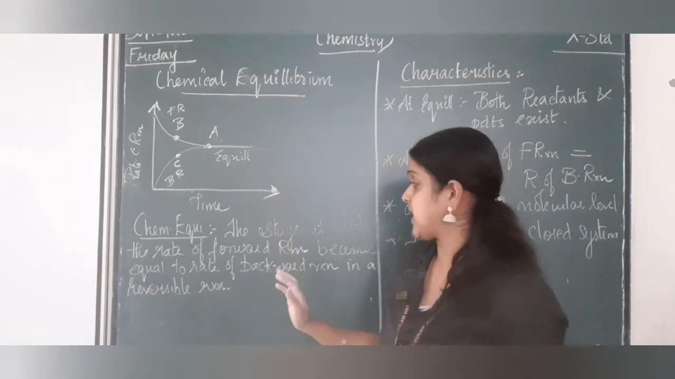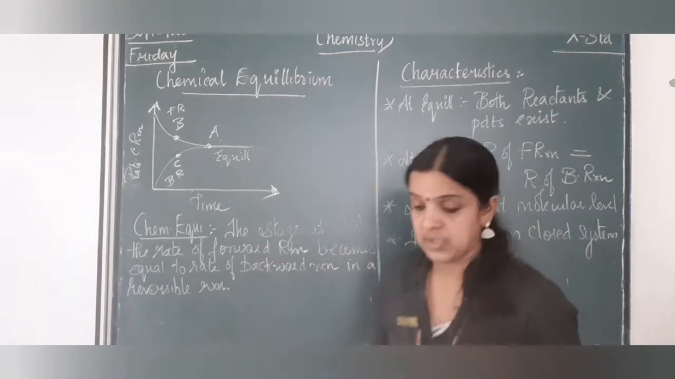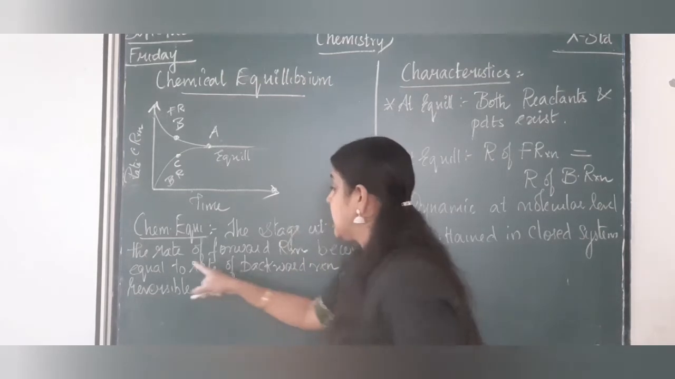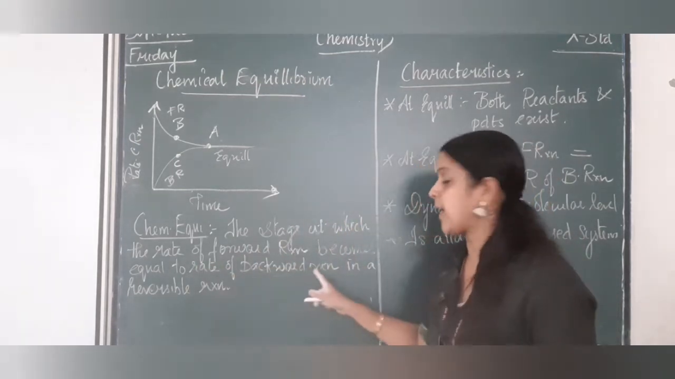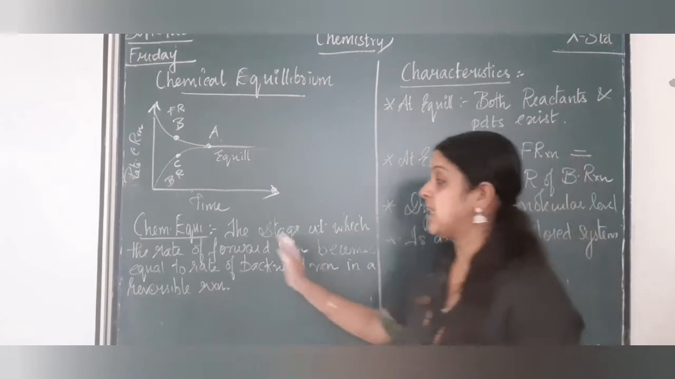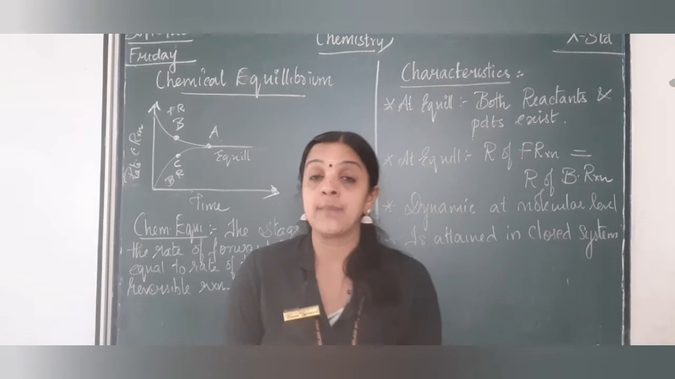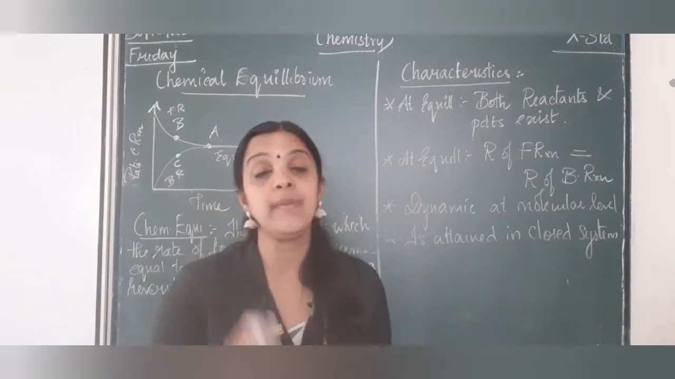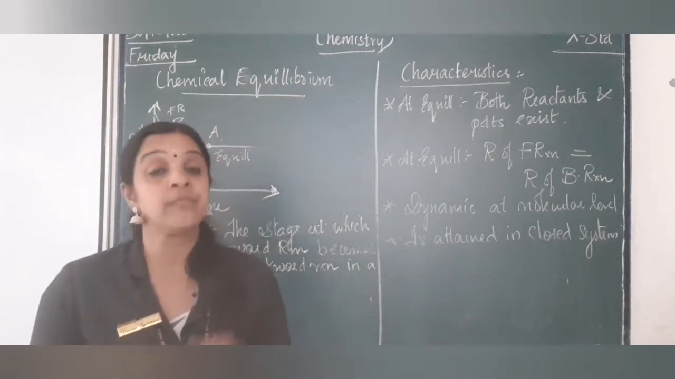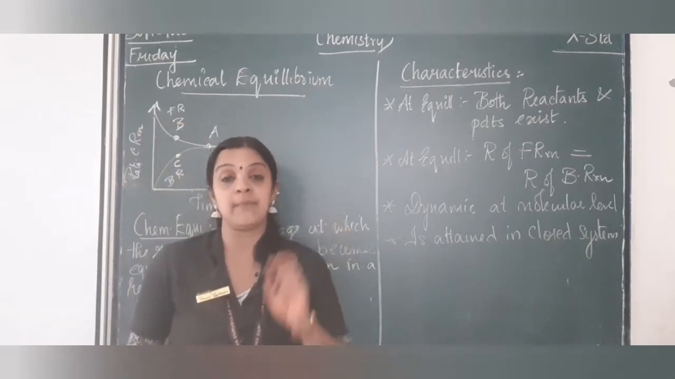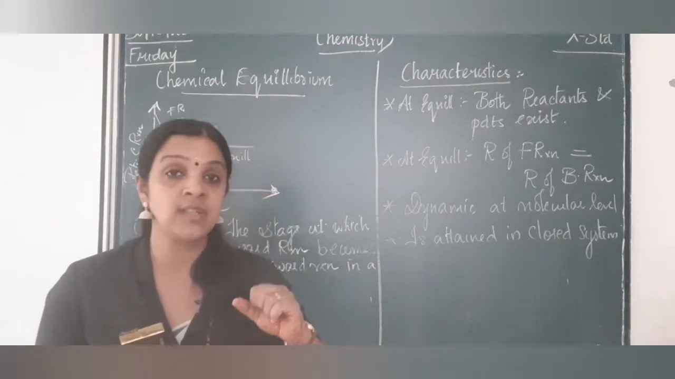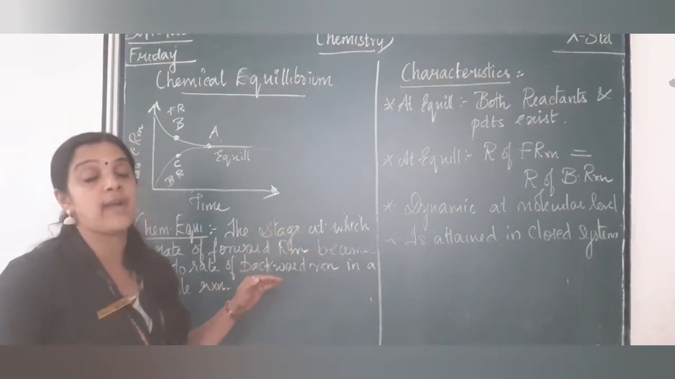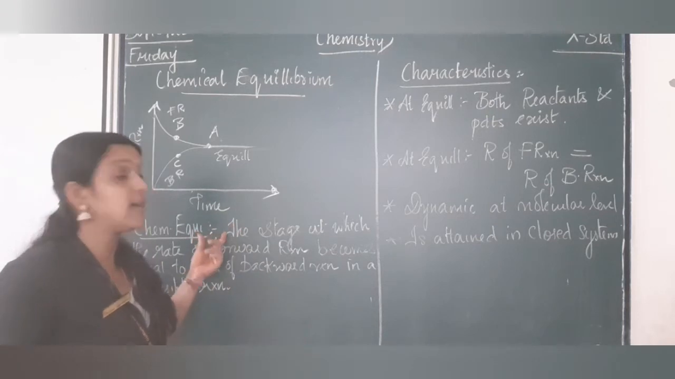So from this, what do you understand? The stage at which rate of forward reaction becomes equal to rate of backward reaction in a reversible reaction is called chemical equilibrium. So what is chemical equilibrium? The point, the stage, the intersection at which the rate of forward reaction will be equal to the rate of backward reaction. Where does it take place? In a reversible chemical reaction. So in a reversible chemical reaction, there is a stage at which the rate of forward reaction becomes equal to rate of backward reaction. Such a stage we call chemical equilibrium.